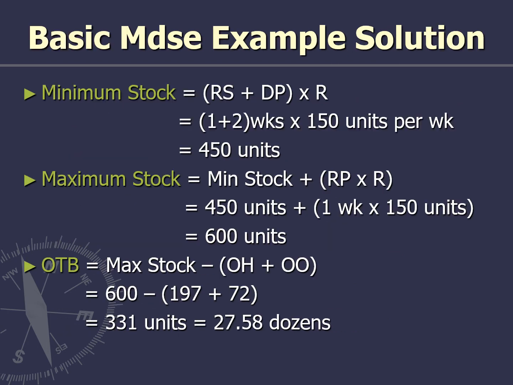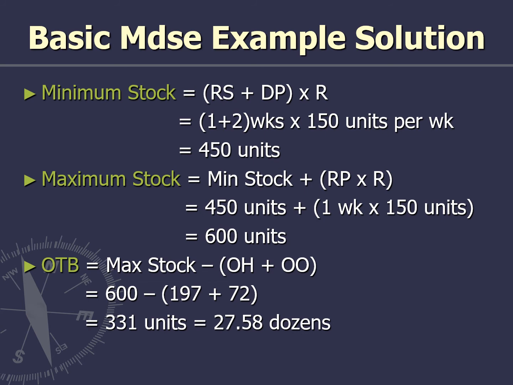All right, let's take a look at the solution together. At the minimum, we want the reserve stock plus DP, delivery period, that week's sales worth amount of merchandise, right? So LS 1 week plus DP of 2 weeks. So that's 3 weeks worth of merchandise we want to have as a minimum stock. So 3 weeks times the rate of sale, 150 units per week. So that gives us 450 units as our minimum stock level requirement.